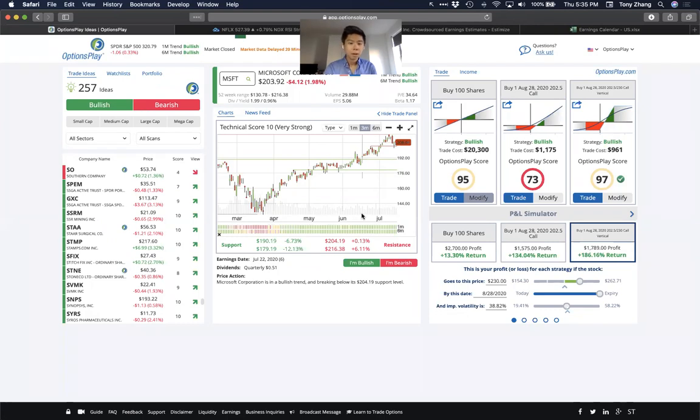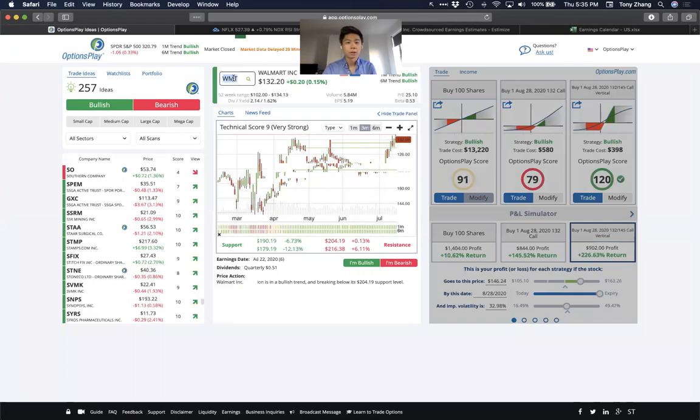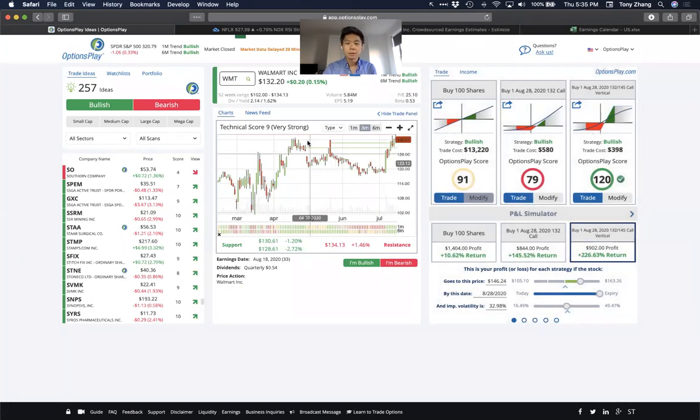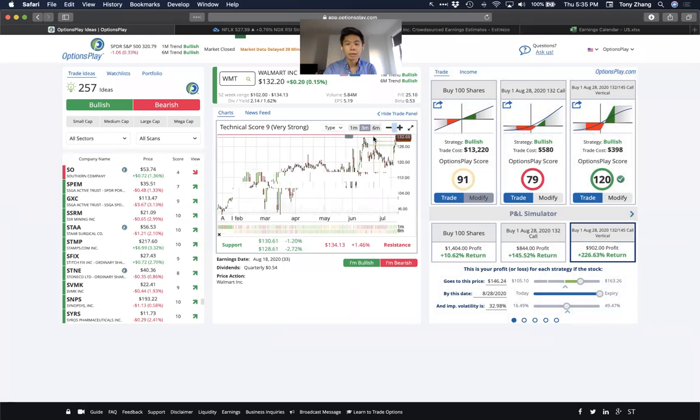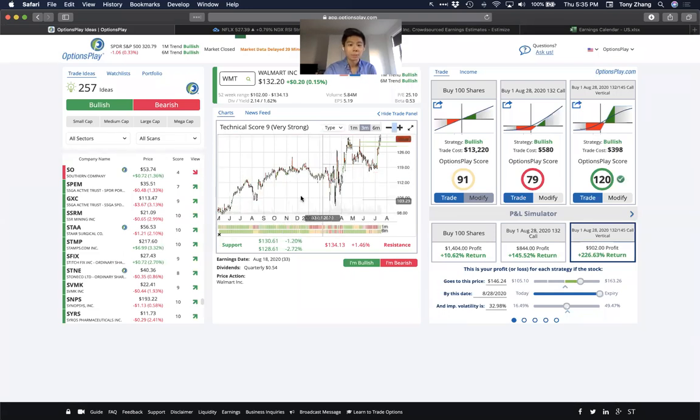What do you think about Walmart? You know, we just got out of this Walmart trade here this week. It's near that upper band of the range. It hasn't broken out above that 133 yet. I would like to see a breakout above 133. If it breaks out above it, it certainly could take off like Amazon did, but it hasn't broken out just yet.